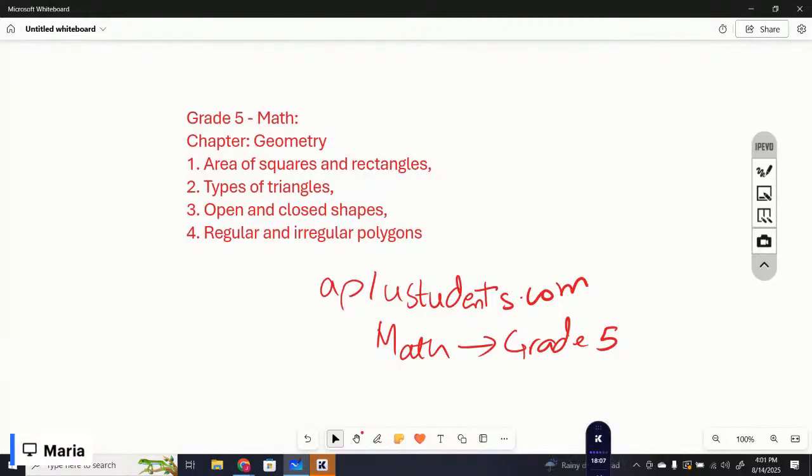We're going to start with the chapter geometry. The lessons we're going to cover today are area of squares and rectangles, types of triangles, open and closed shapes, regular and irregular polygons. So please make sure you have your notebook and pencil so that you can note down the important examples and definitions as well.